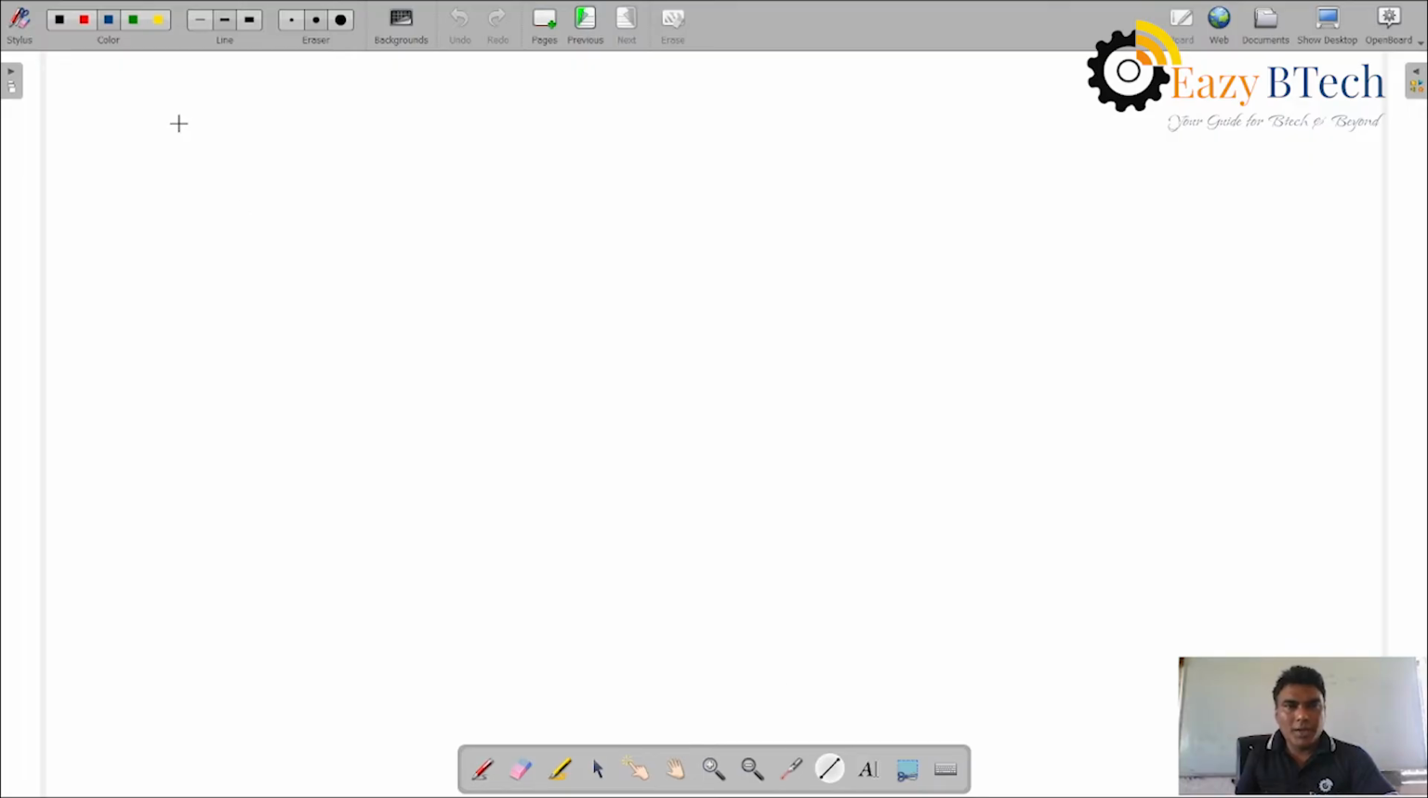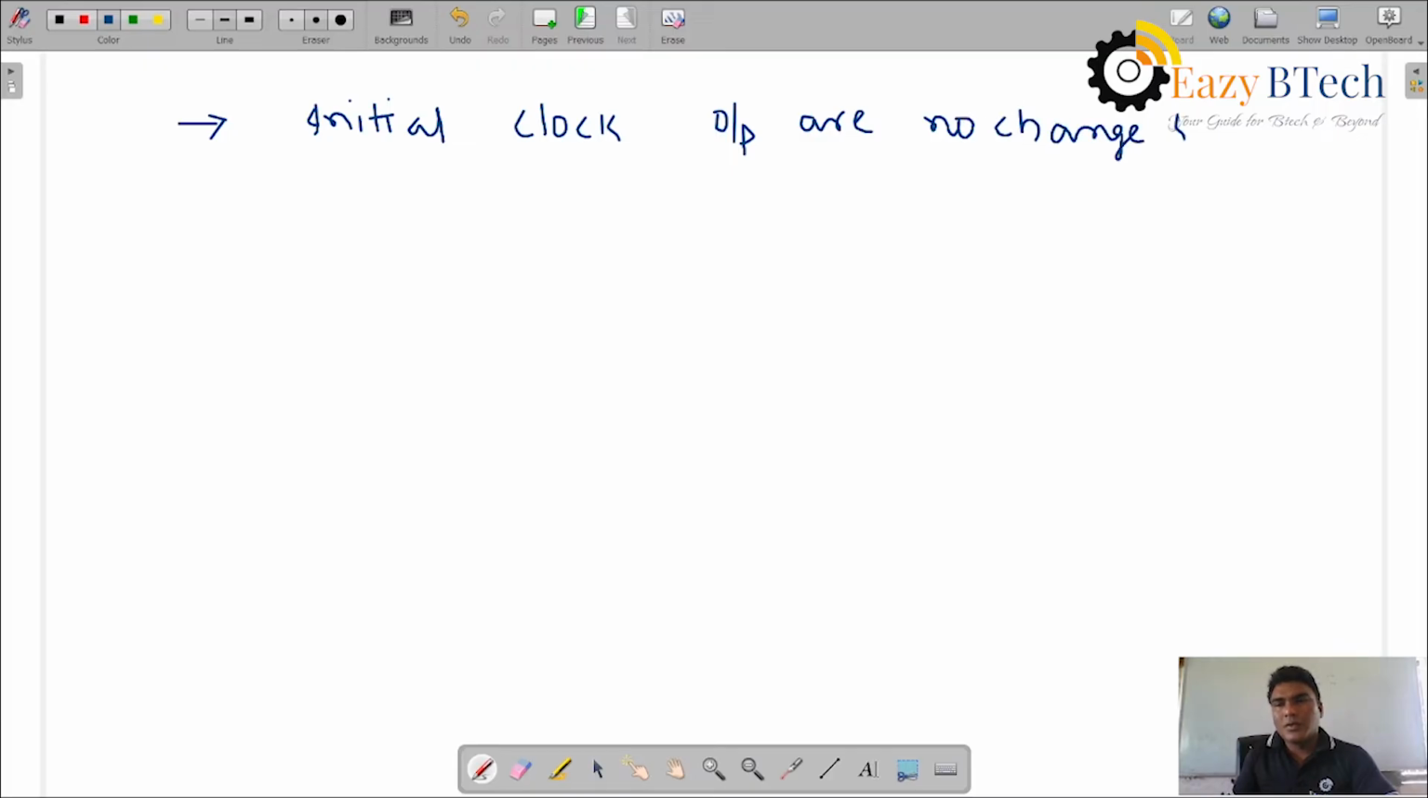Okay, so let me write here. In the initial clock, the outputs are in the no change state. So Q0, Q1 and Q2 are equal to 0 0 0.